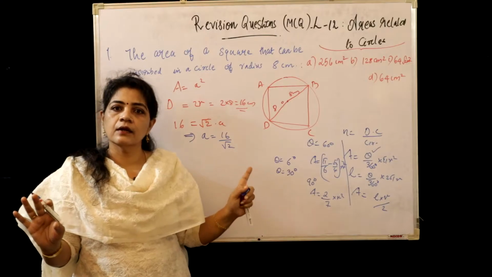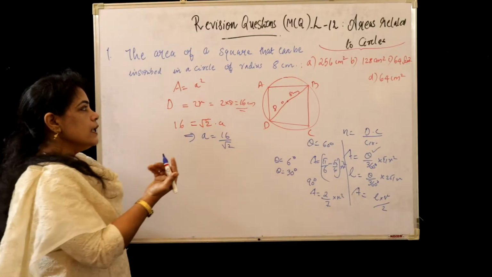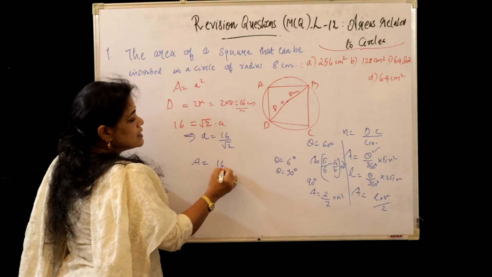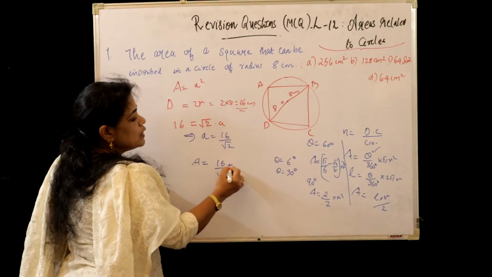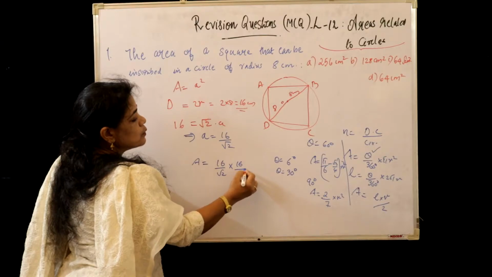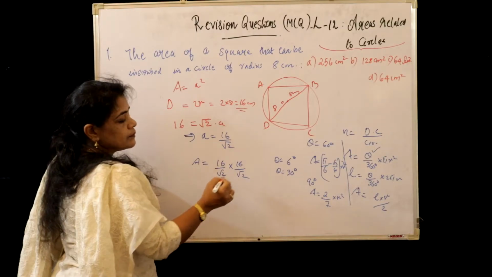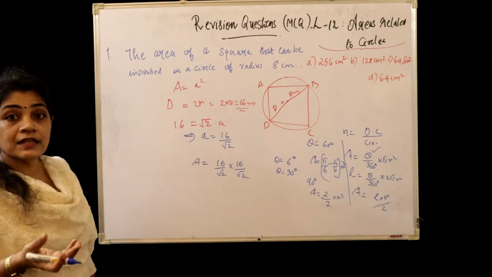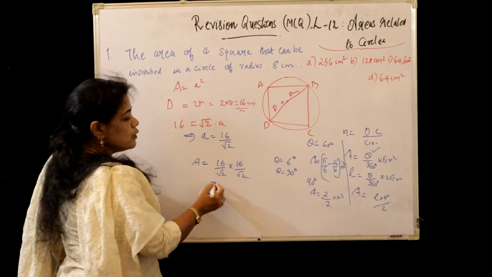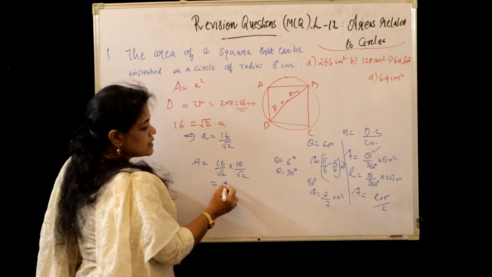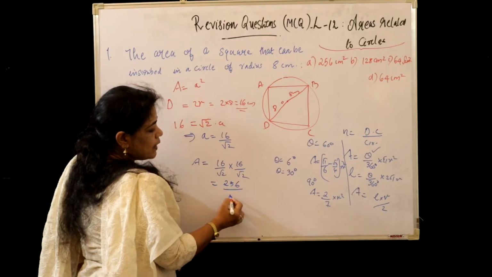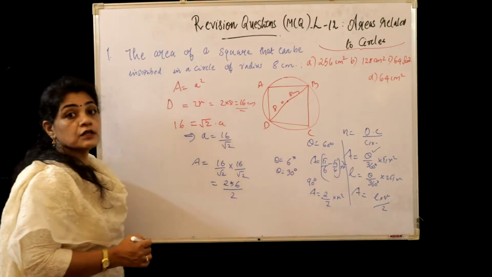It is clear, children? Now area is quite simple. Area is equal to A square, 16 by root 2 into 16 by root 2. This is the formula, that is, the area of a square is side into side. So you will get 16 into 16 is 256, divided by 2, since root 2 into root 2 is 2.